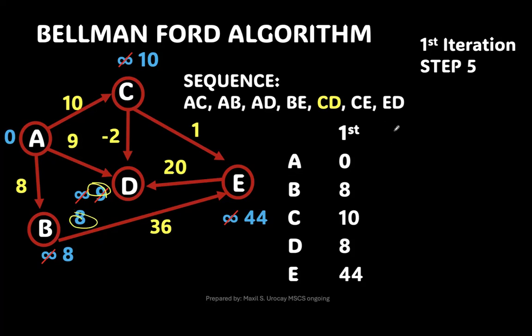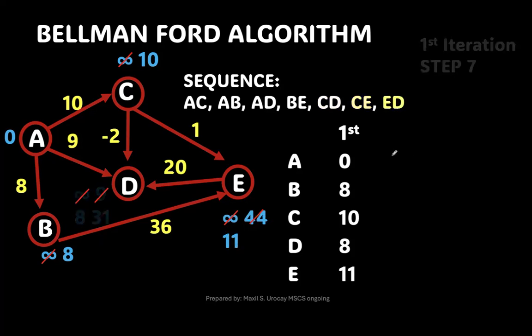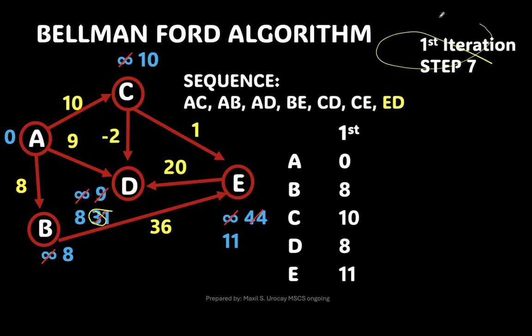Afterwards, CE is 10 plus 1, which is 11. So 44 is greater than 11, and we update that to 11. ED will be 11 plus 20, that will be 31, so that is still not allowed. Now we already have step 7 for iteration 1. We keep on doing that for all the sequences.